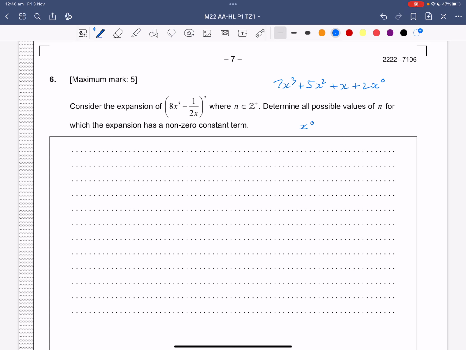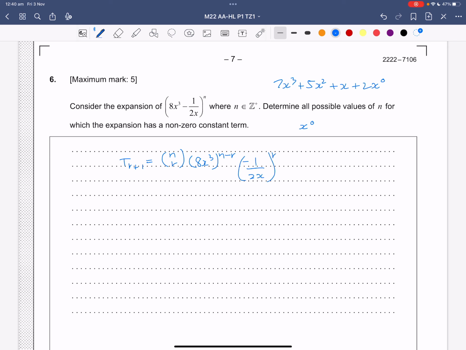A good starting point would be to write down a general expansion for the given binomial expansion. So we can write it as T_(r+1) = n choose r (8x^3)^(n-r) multiplied by (-1/(2x))^r.